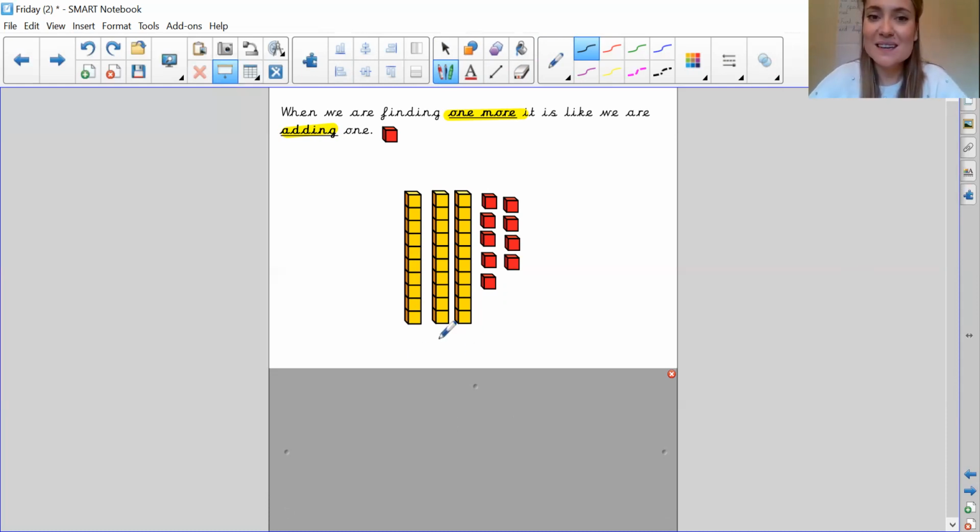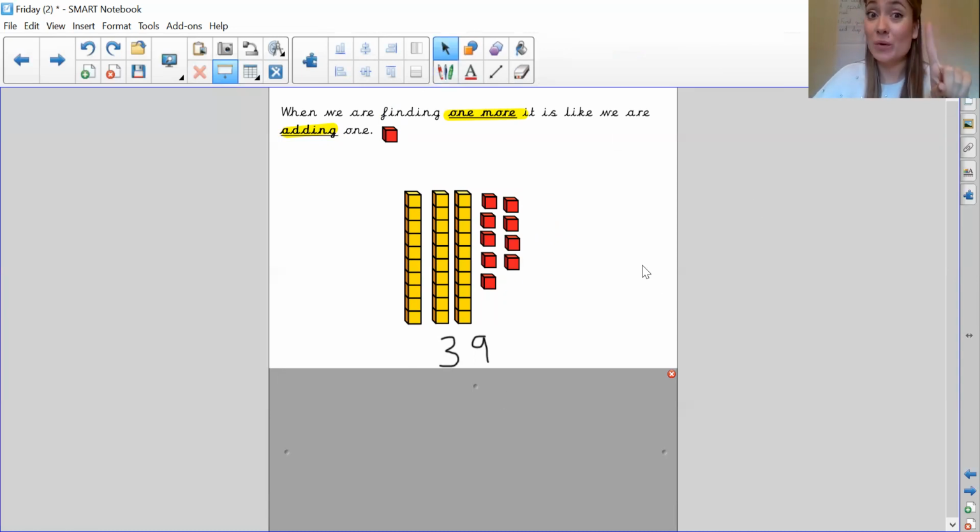I have got 3 10s and you're right, I have got 9 ones. So 3 10s and 9 ones is 39. Good. 10, 20, 30, and then 9, 39. I am going to add one more because I'm finding out what one more is. What have I made here? That's right, I've made 10 ones. 10 ones is the same as 1 10. Good, so let's swap it.